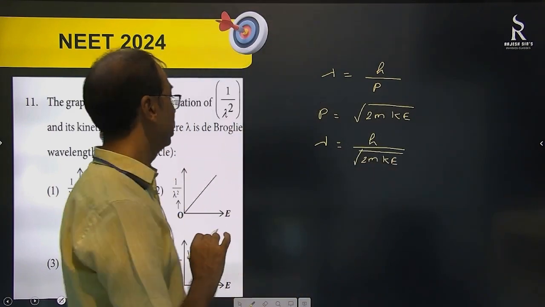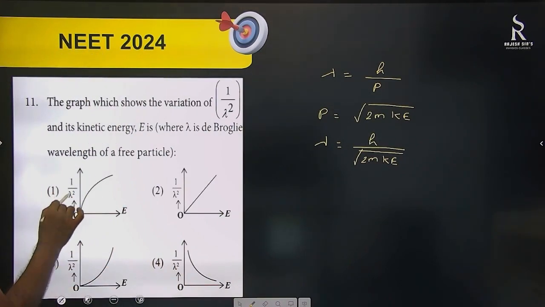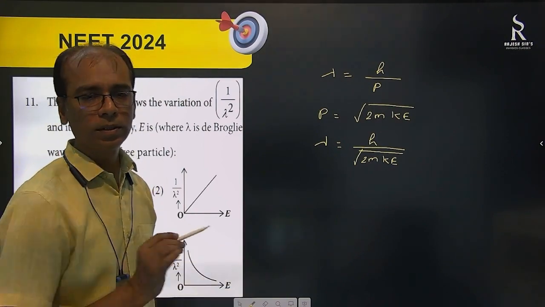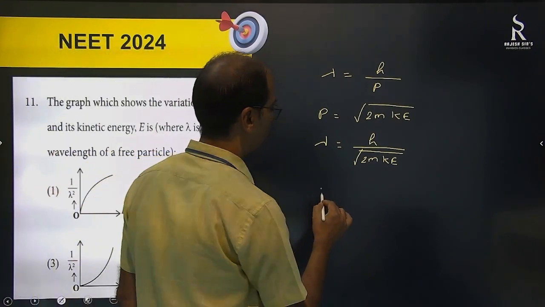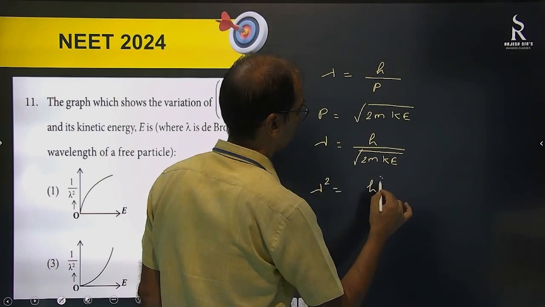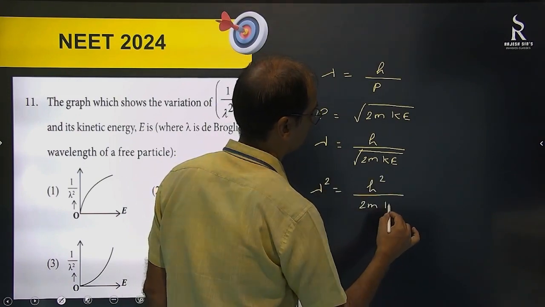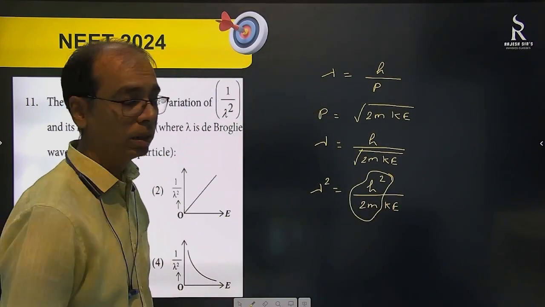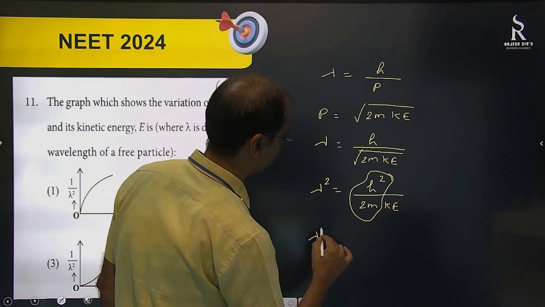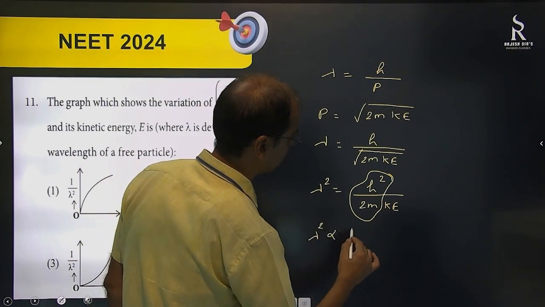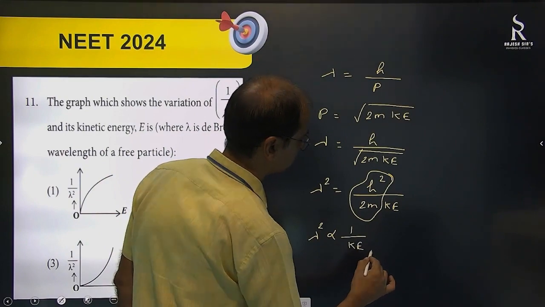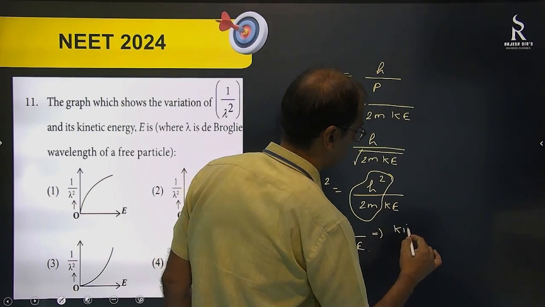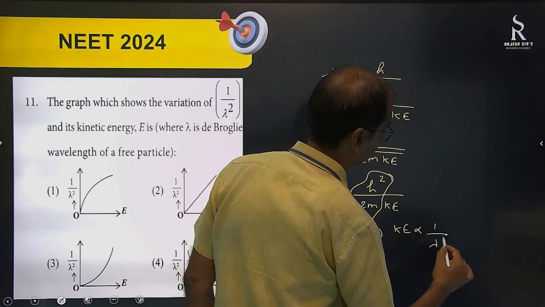Right. What relation does he want? He wants a relation between 1 by lambda square and kinetic energy. So for 1 by lambda square, I should be doing its square. Lambda square is equal to h square by 2m into kinetic energy. Now h square and 2m are constants. What relation am I getting? Lambda square is directly proportional to 1 by KE, or kinetic energy is directly proportional to 1 by lambda square.